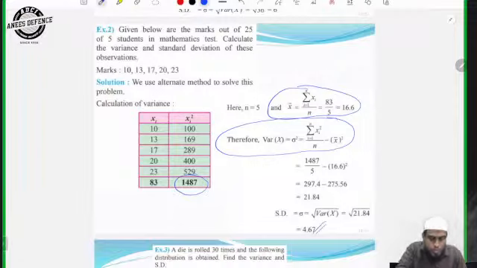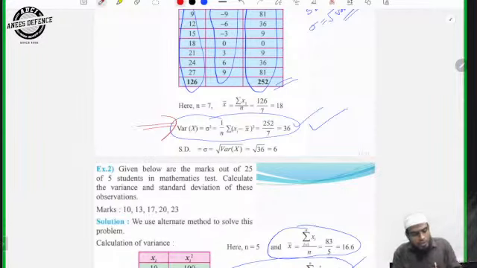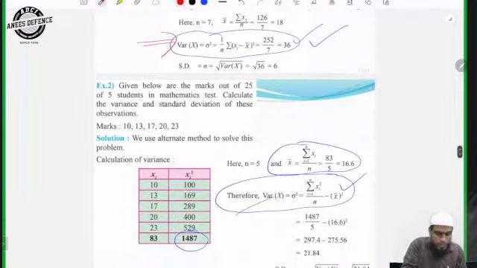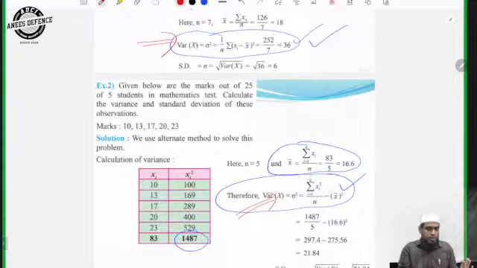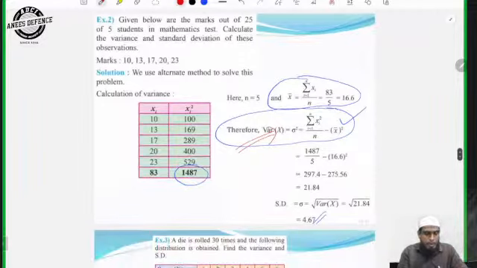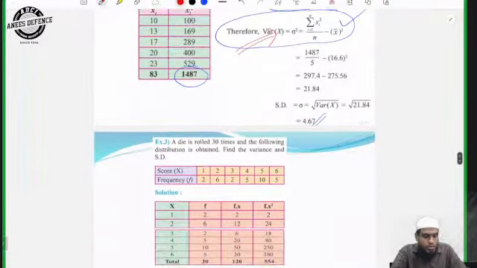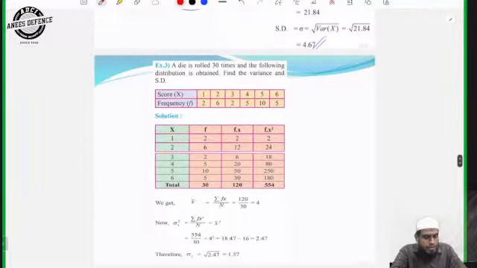So here we used the simplified formula. Here we used the initial formula. In both ways we can do. I want to tell you that this is the actual formula. If you simplify it, you will get this formula. Both are the same. In this problem, they used xi minus x bar the whole square. In the other, they used xi square. Both formulas you can use. Anyway, you will be getting the same answer.